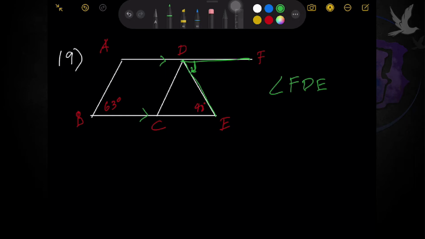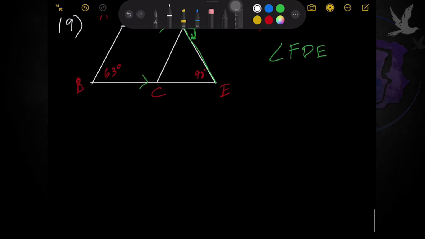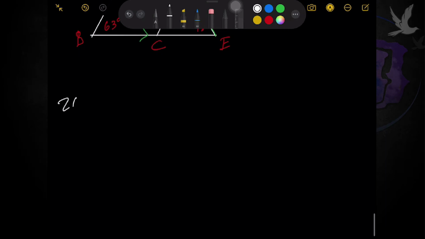Sinabi niyo yun, no? Look at it properly and you'll be able to get it. Pause this video if needed. Analyze the figure. Andyan lang, nandyan lang, nandyan lang. Okay, number 20.